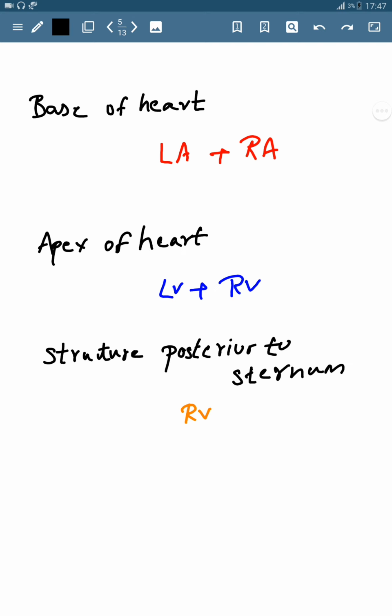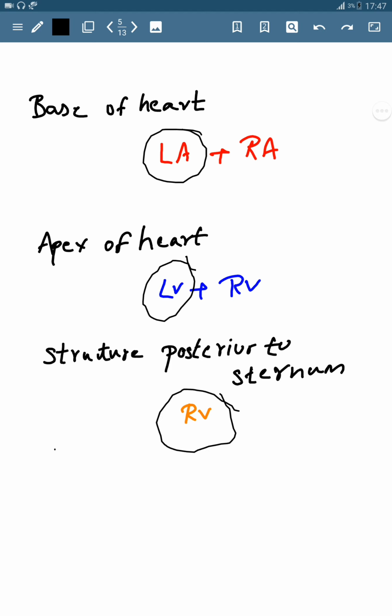Next, these are important MCQs. Base of the heart is formed by left atrium and right atrium, but mainly it is formed by left atrium. Apex of the heart is formed by left ventricle and right ventricle, major part by left ventricle. And the structure posterior to the sternum is the right ventricle. It is an important MCQ. Many times it has been asked. The structure just behind the sternum is the right ventricle. It's not the right atrium. It's the right ventricle.